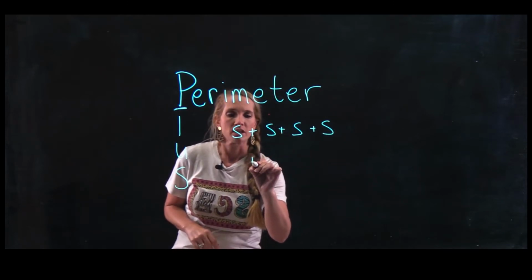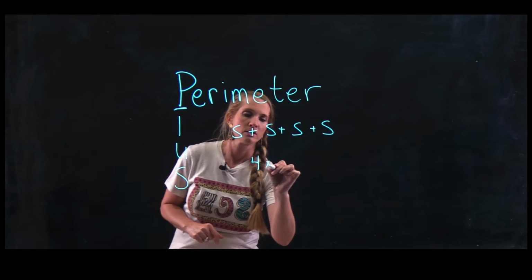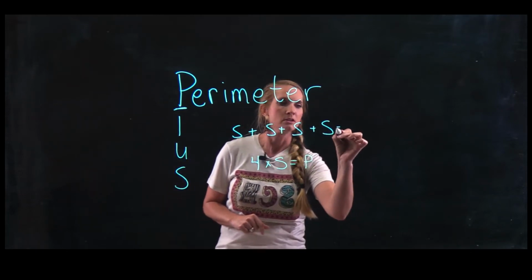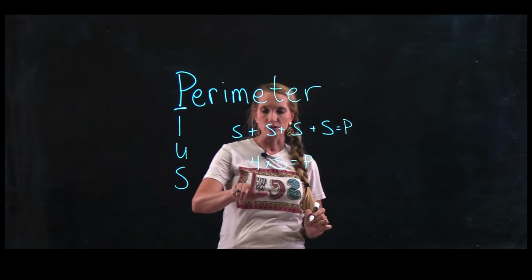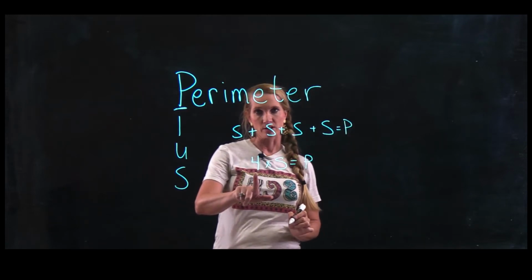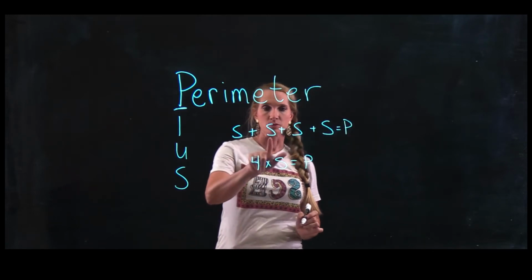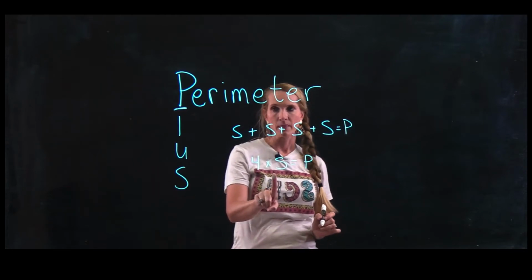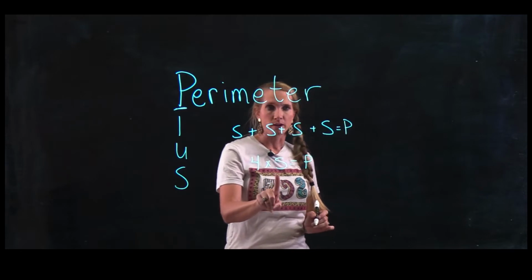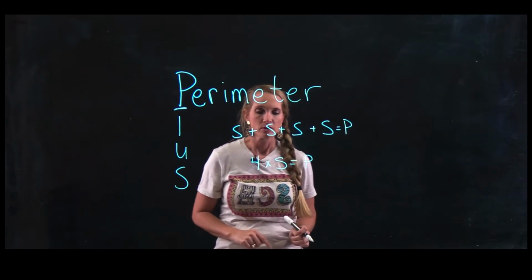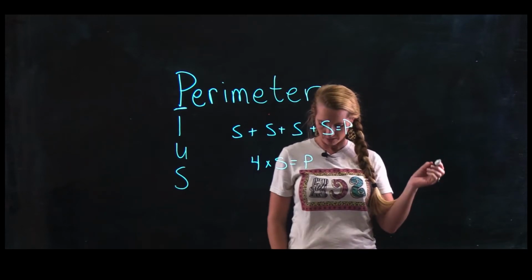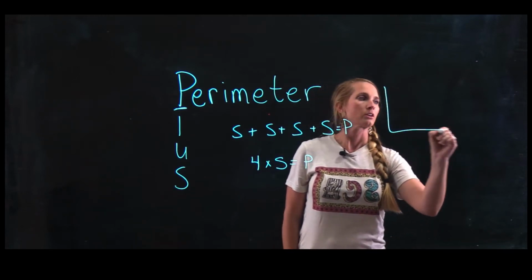So you could also take 4 times sides equals perimeter, because on a square, all 4 sides are the same. So instead of doing the repeated addition, this is where our multiplication comes into play. We are going to look at a regular figure, finding the perimeter of a regular figure first. So let's look at this. Let's just take a rectangle.